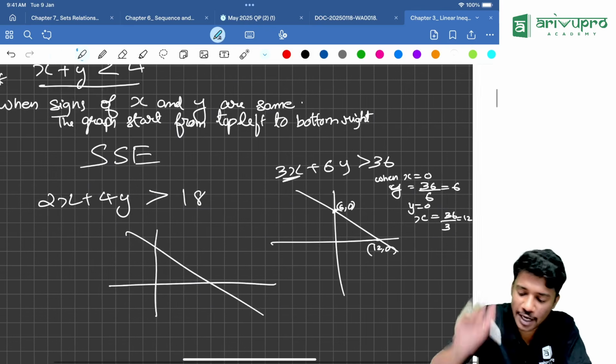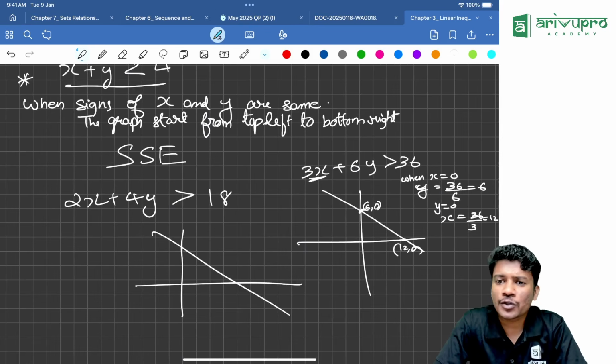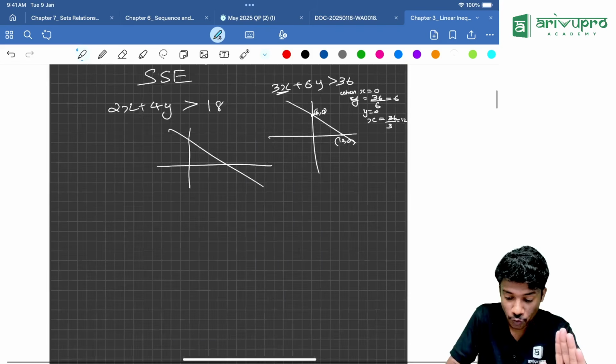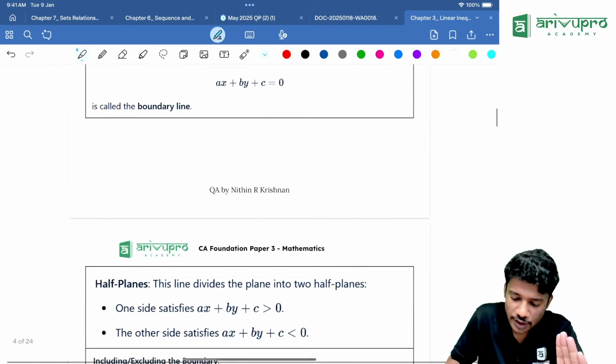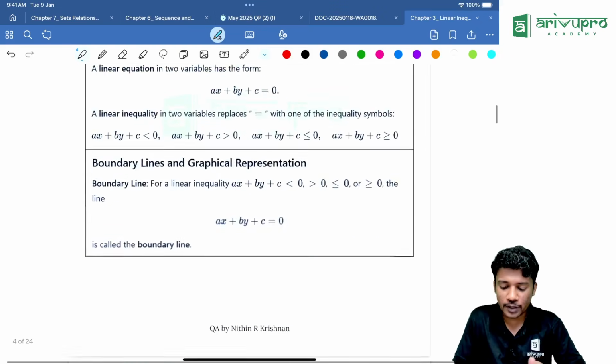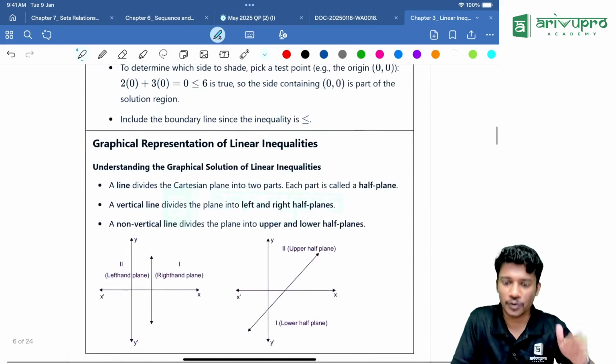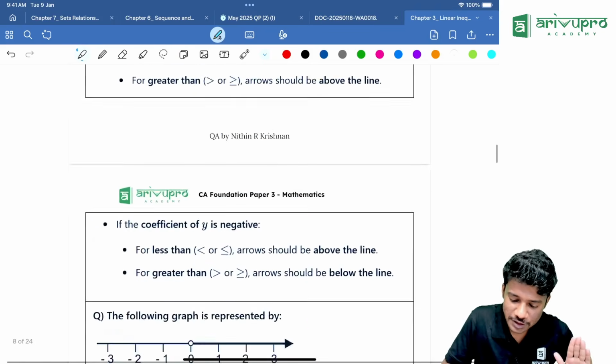No doubt. Now, I will show you some previous year questions. We are not going to solve the question. I am just showing you the previous year question so that you can understand. So whatever I have written here, see this? That's what I explained right now.